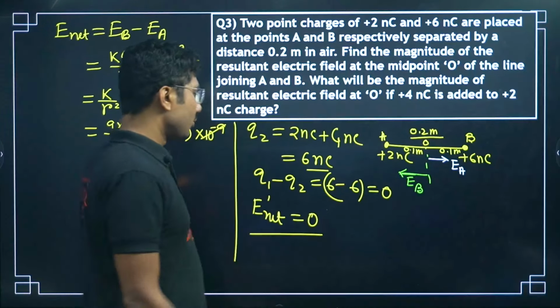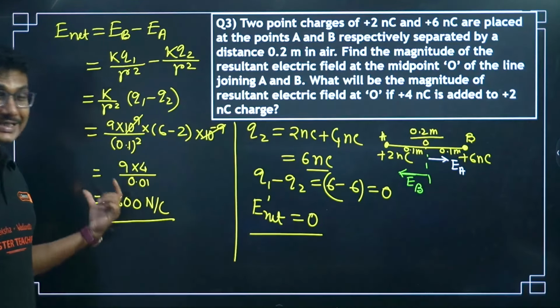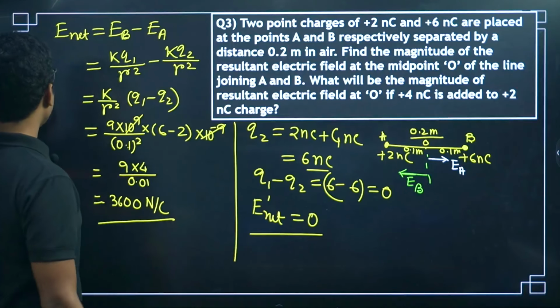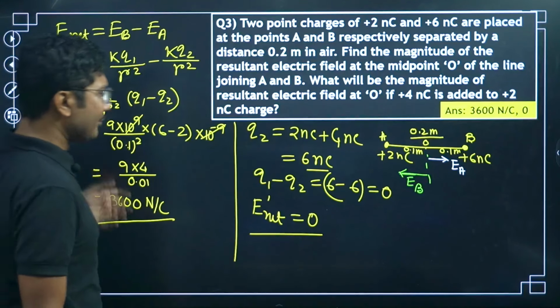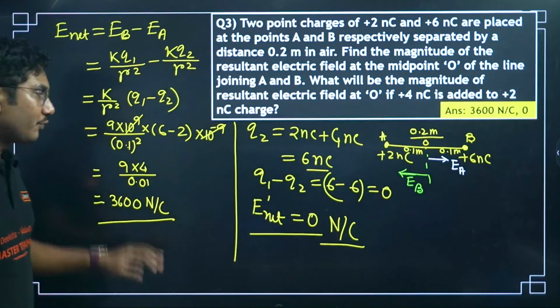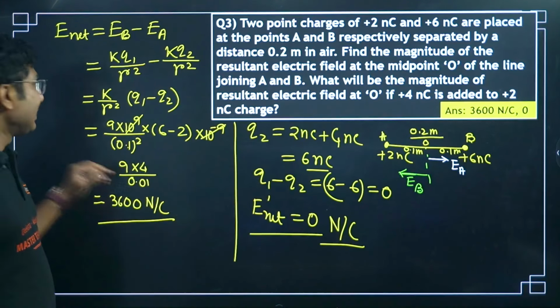So, the first case it will be 3600 Newton per coulomb, in the second case it will be 0 Newton per coulomb. The unit is not required, but if you want you can put that as well. Okay. So, first case 3600, second case 0.